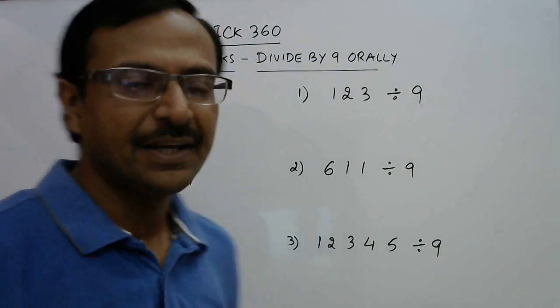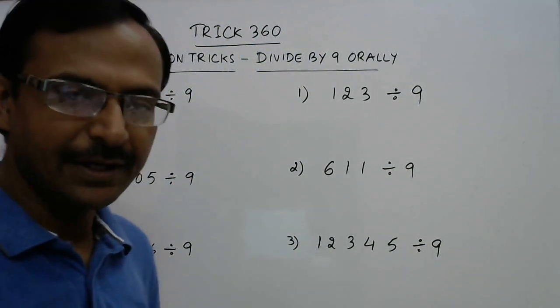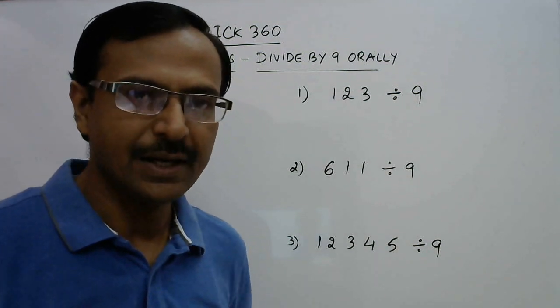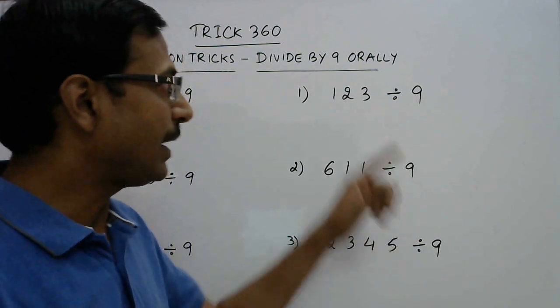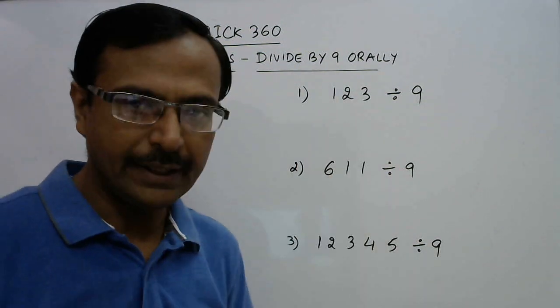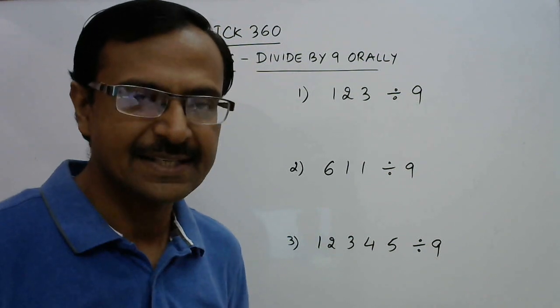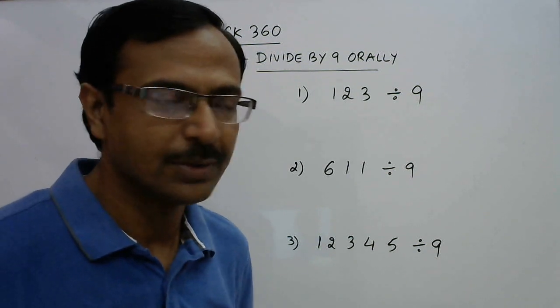Hello dear friends, in trick number 360, yet another division trick. This time we are going to try and divide numbers by 9 orally within a time frame of just 3 to 4 seconds. Now let's see how this works out.